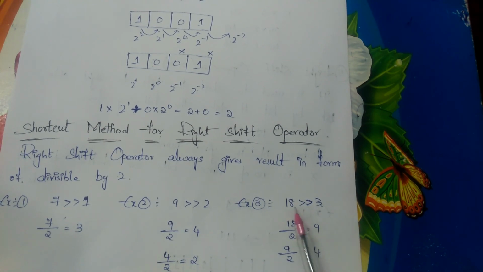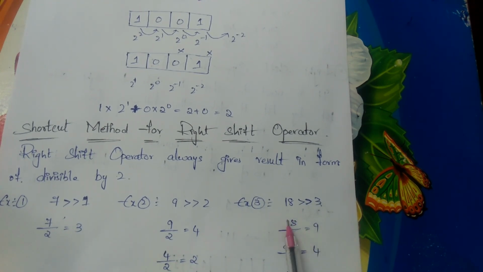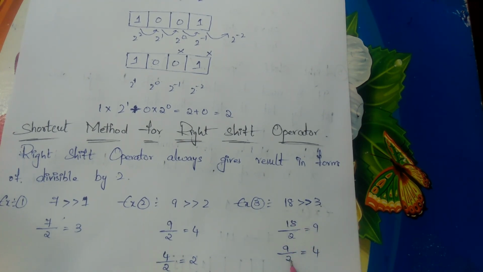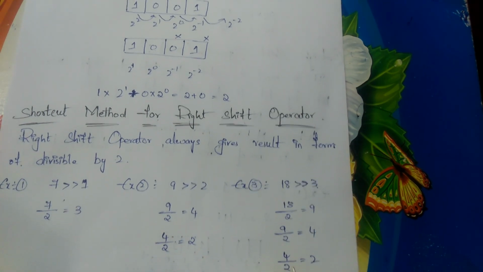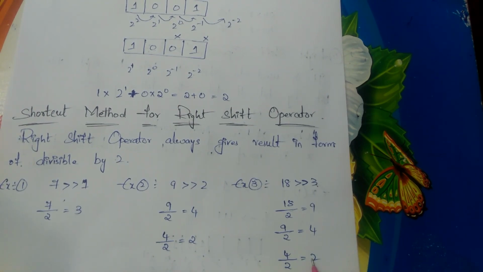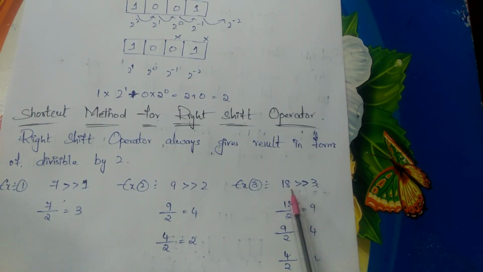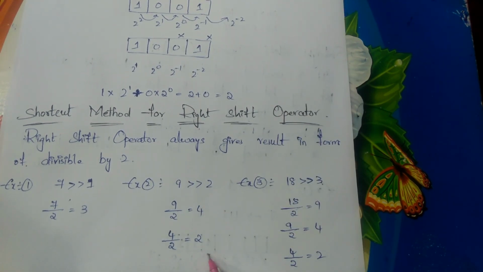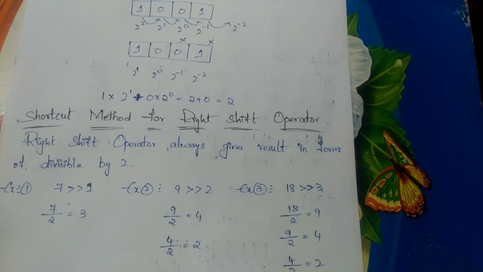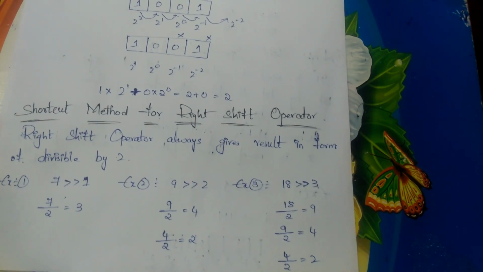Now example 3, 18 right shift operator 3. Now this 18 is divided by 2, so I get 9. And 9 is divided by 2 again, I will get 4. So 2 times has completed. Now the third time this 4 is divided by 2, and I get 2. So 3 times has completed because it is right shift to the 3. So 3 times we have to divide. And here right shift to 2, so 2 times we have to divide. So this is about the bitwise operators.